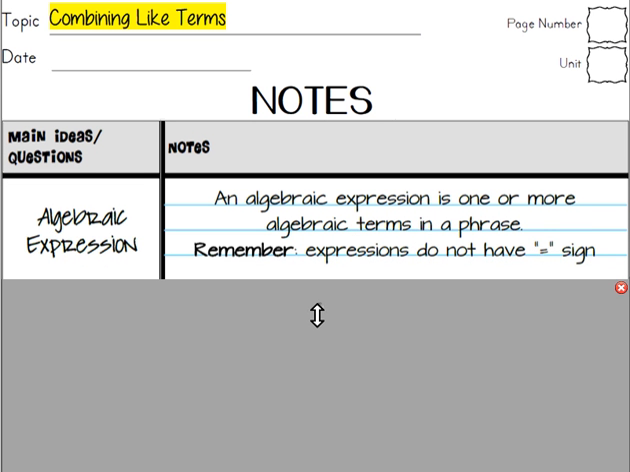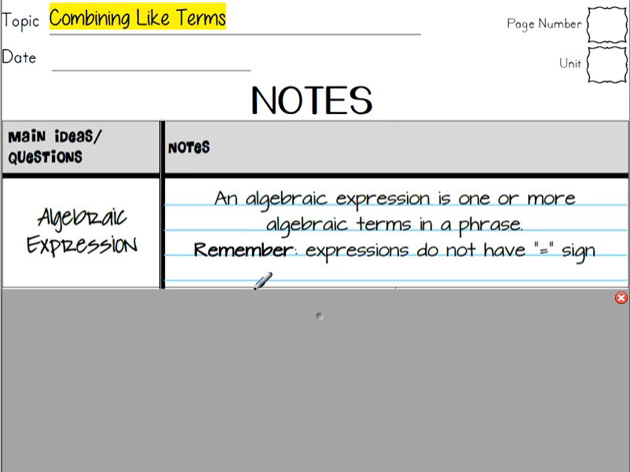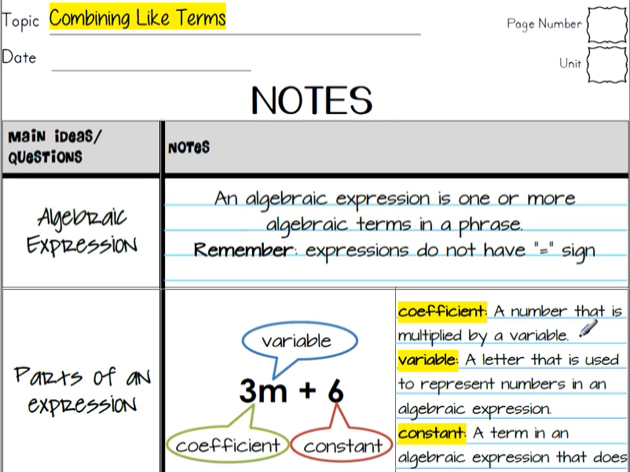An algebraic expression is defined as one or more algebraic terms in a phrase. Remember that expressions do not have an equal sign. So algebraic expressions are different from equations when we're solving and we have an equal sign in them, but with expressions you won't see equal signs. There are parts of an expression that are also important to know.